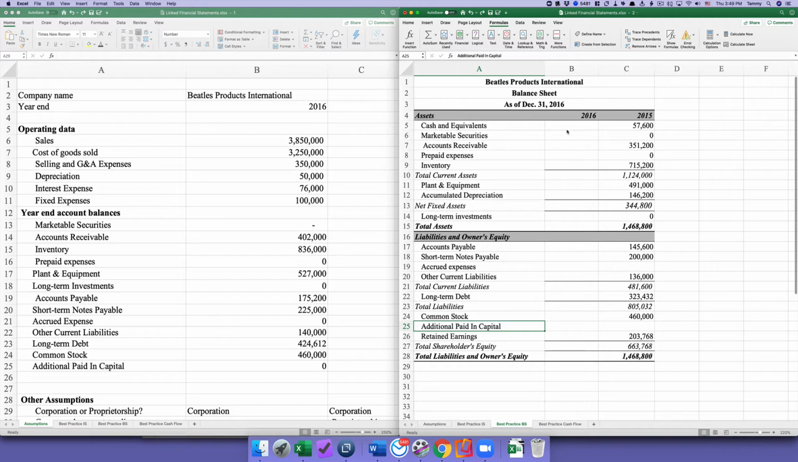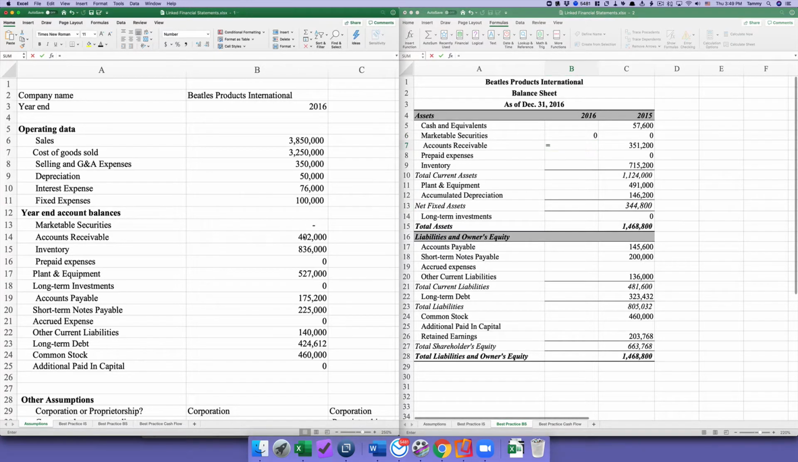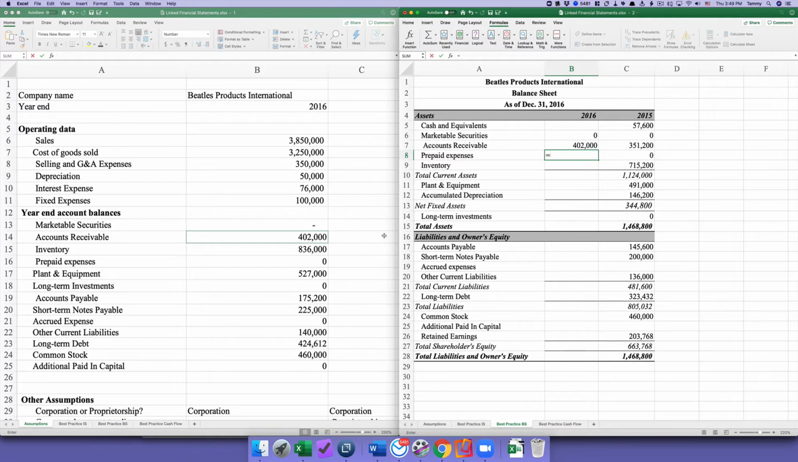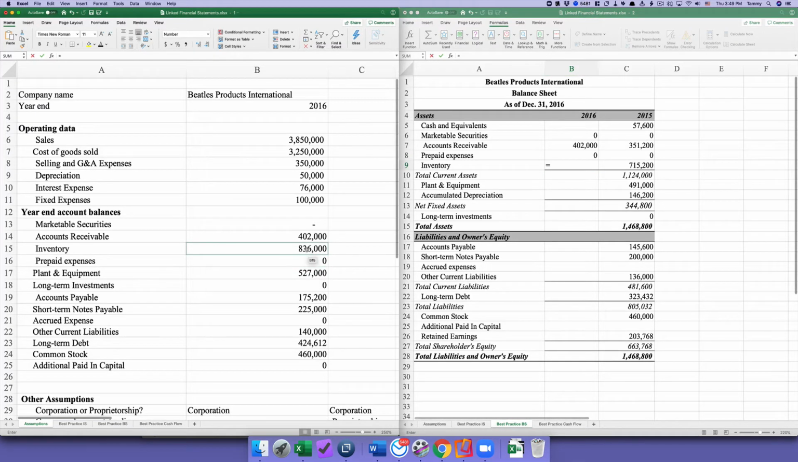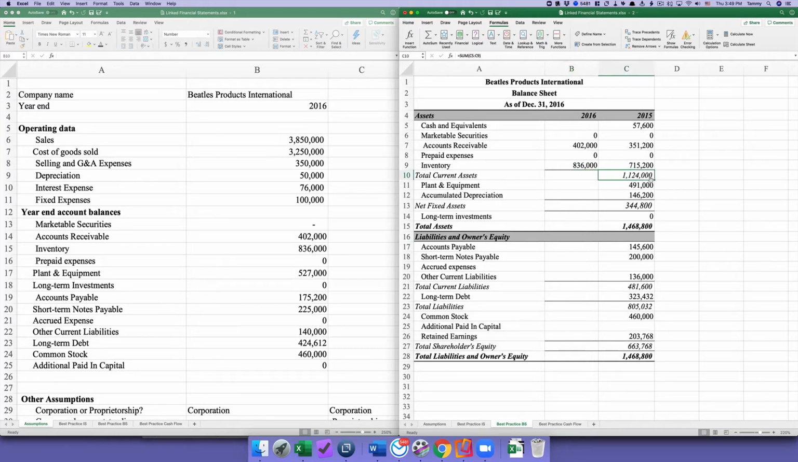Okay, so to fill in this balance sheet such that it balances, let's just go pick up all of our numbers. Now, cash, we're going to have to calculate after we do the cash flow statement. So let's leave that one empty for now, and then we'll just start picking up the values from the assumptions page for all of these items. So our accounts receivable is 402, prepaid expenses is 0, and inventory is 836. And our total, we can just copy that formula over from the prior one.